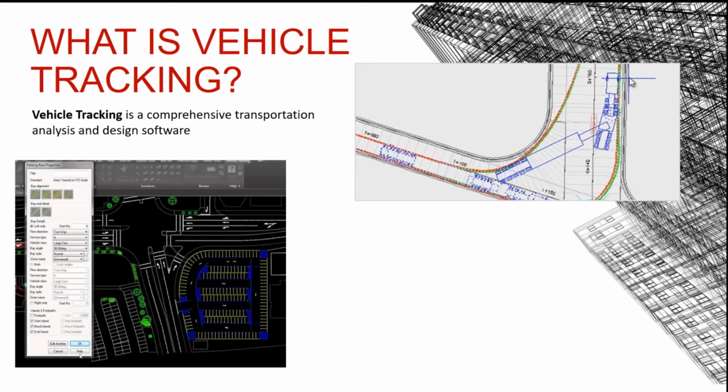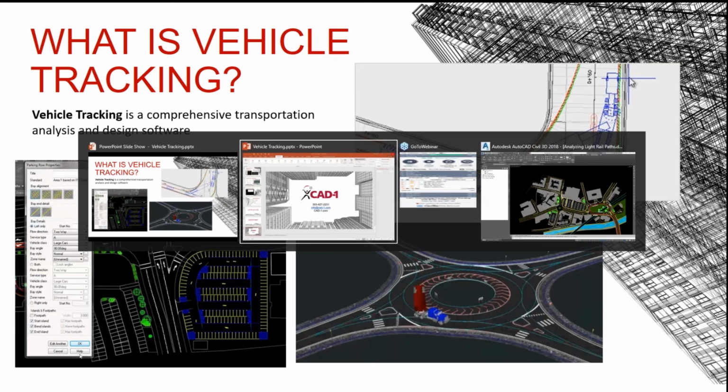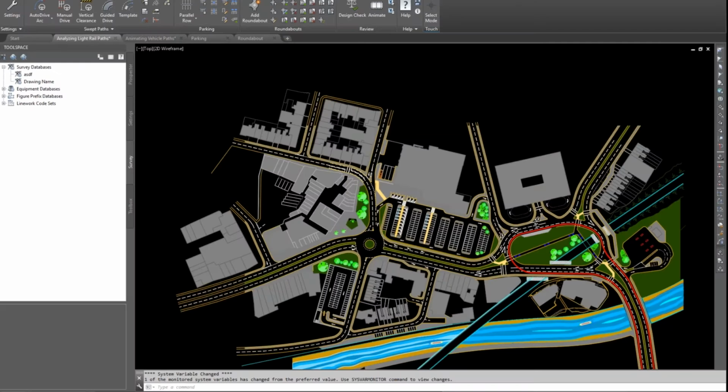So what is vehicle tracking? Well, according to the Autodesk website, it's a comprehensive transportation analysis and design software, right? But what does that really do for us? Well, it has three different areas. It does swept path analysis. So how can a vehicle make it through a road, an intersection, a roundabout, those types of things?